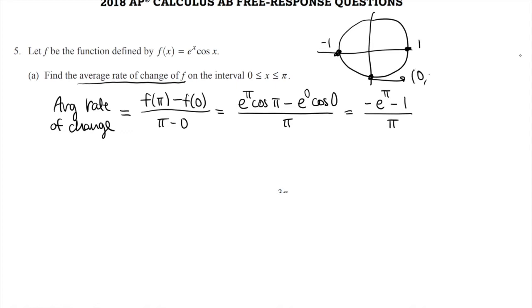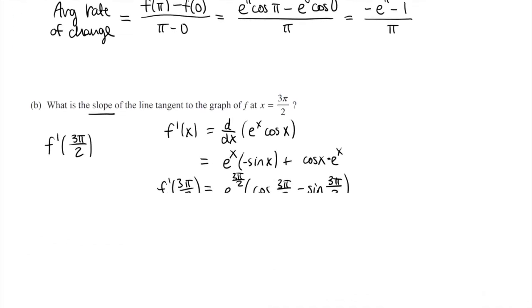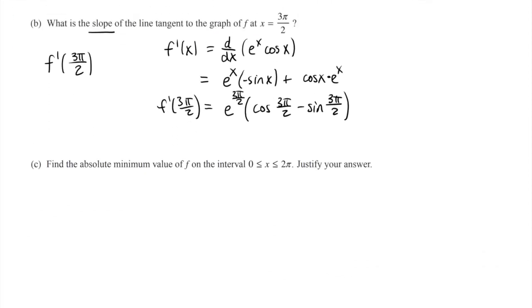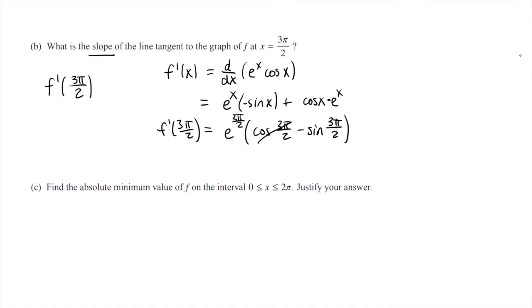And the sine is negative 1. So cosine is 0, sine is negative 1. So we have minus the negative 1, which is plus 1. So we just have e to the 3 pi over 2. That's our answer.